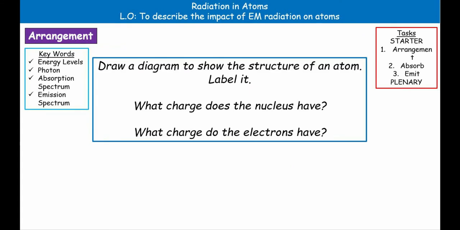Before we go any further today, what we need to do is have a quick recap on some of those facts we've learned through our chemistry and our earlier physics lessons. So what I want you to do is draw me a diagram to show the structure of an atom with labels. Then I want you to say what charge a nucleus has and what charge electrons have. So I'm going to give you just over a couple of minutes to get that done.